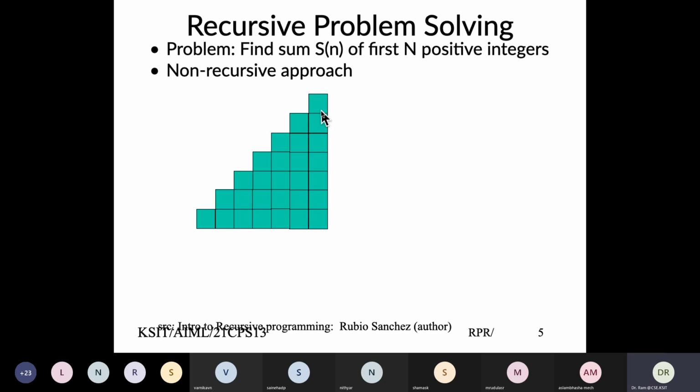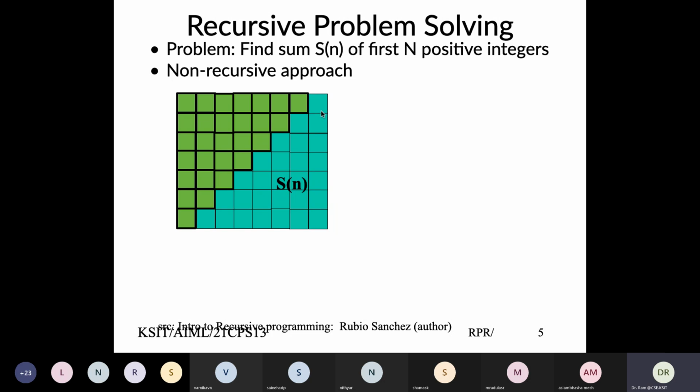The non-recursive approach could be simpler. One way is to count: 1 plus 2 plus 3, 3 plus 3 is 6, 6 plus 4 is 10, 10 plus 5 is 15, and we can do so many additions. Alternately, look at this shape. Let's call this Sn, the sum of n numbers. Take this shape, reverse it, and juxtapose it on this side.